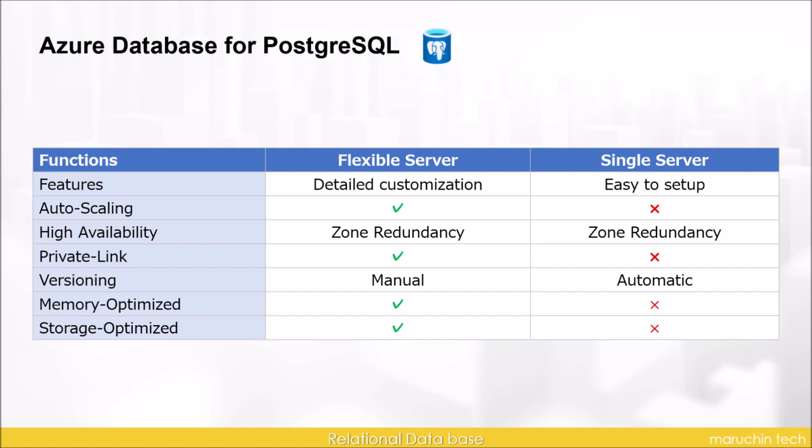Azure Database for PostgreSQL offers two deployment options, the single server and the flexible server. The differences between them are summarized in this table. The flexible server is the deployment option that allows for more detailed customization and takes advantage of cloud benefits, such as auto-scaling and high availability. The single server is easier to set up and is used for smaller development. The flexible server is currently recommended.